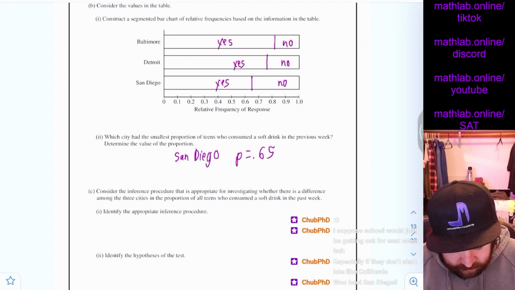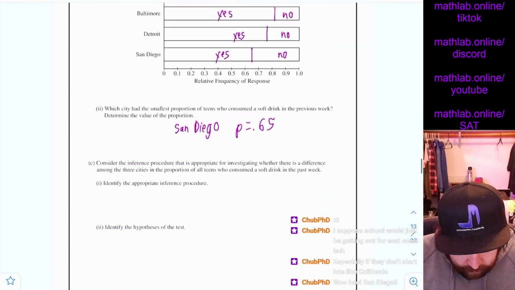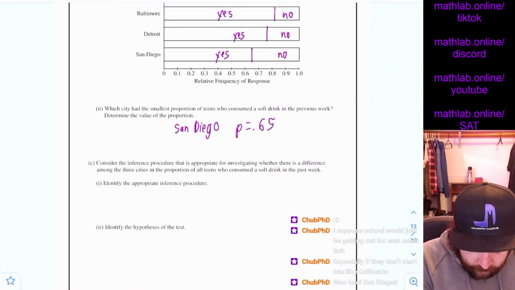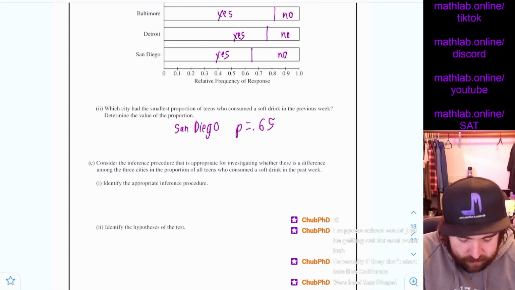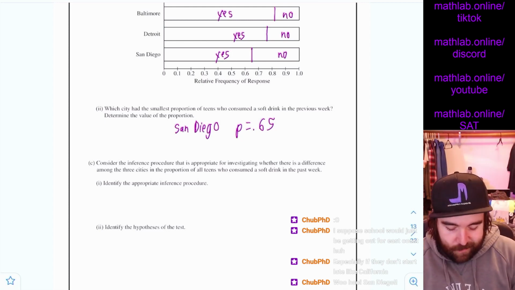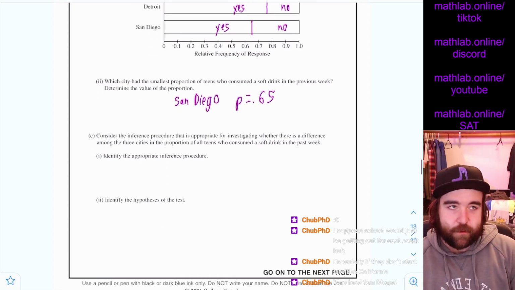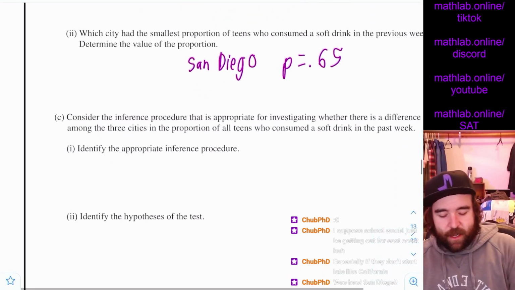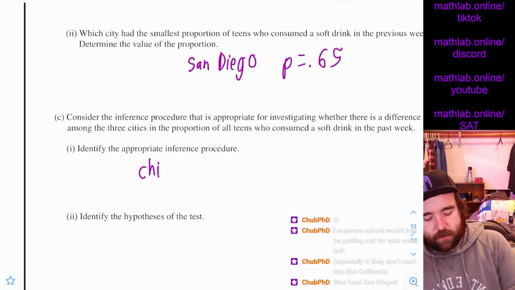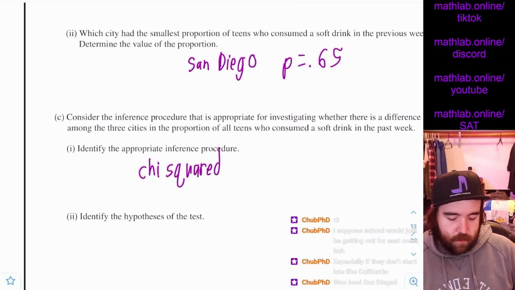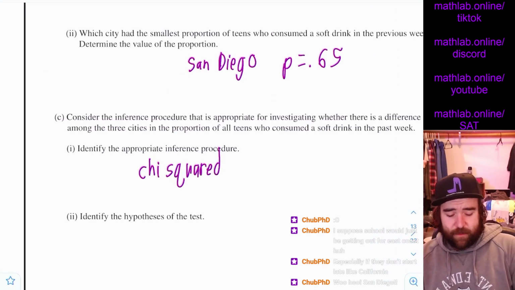Consider the inference procedure that is appropriate for investigating whether there's a difference among the 3 cities in the proportion of all teens. Oh, I don't really know that. Identify the appropriate inference procedure. So it's a chi-squared because there's multiple things. Chi-squared for independence.